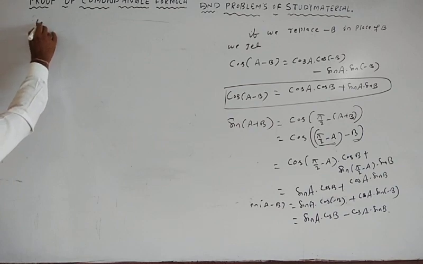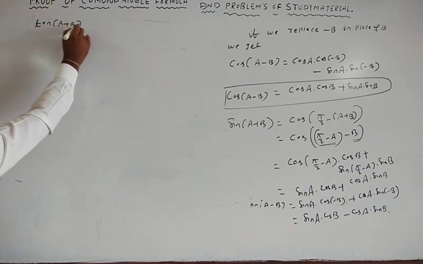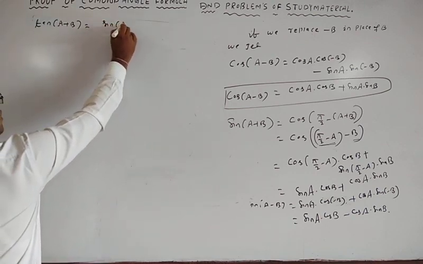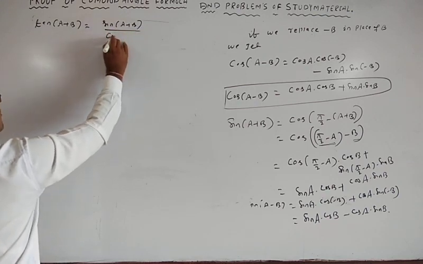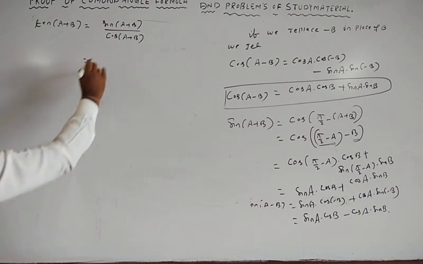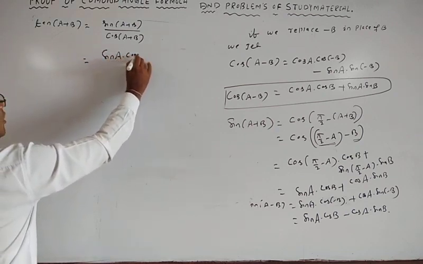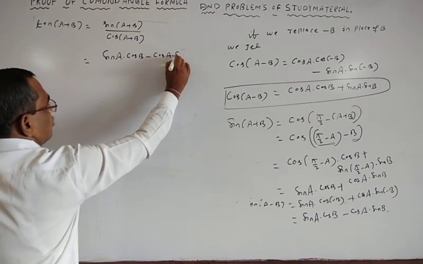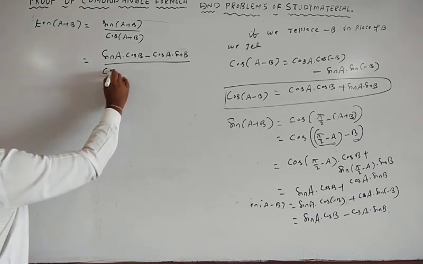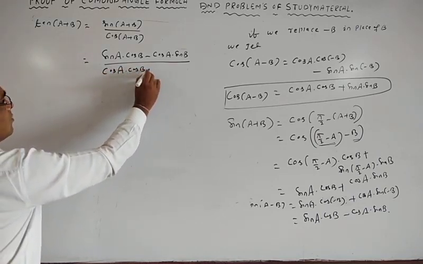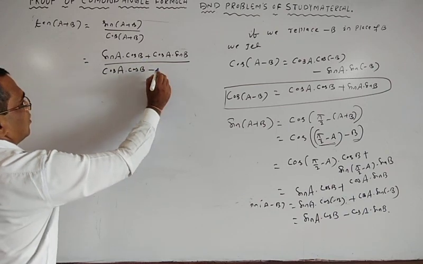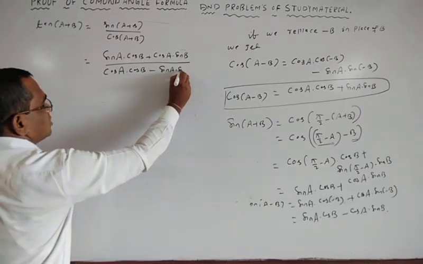Okay, so tan of a plus b is equal to sin of a plus b by cos of a plus b. You know sin of a plus b is equal to sin a into cos b plus cos a into sin b, and cos of a plus b is equal to cos a into cos b minus sin a into sin b.